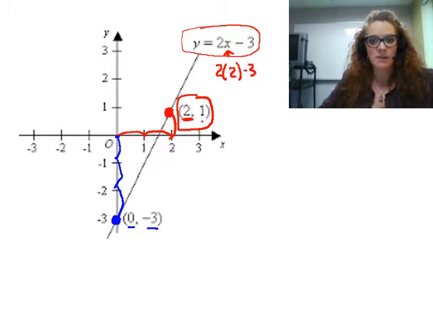And anytime you see the y, you're going to plug in your y value, which was 1. So let's see if this actually works out. 1 is equal to 2 times 2, take away 3. Well, 2 times 2 is 4, minus 3, that does equal 1, so it checks out.